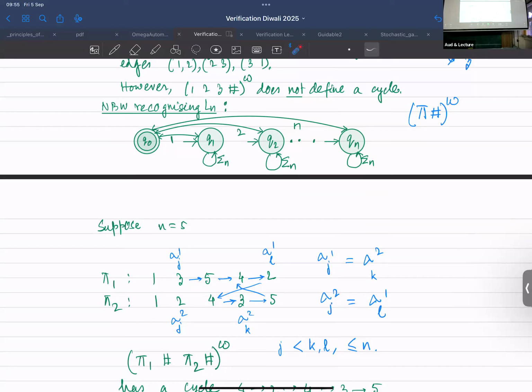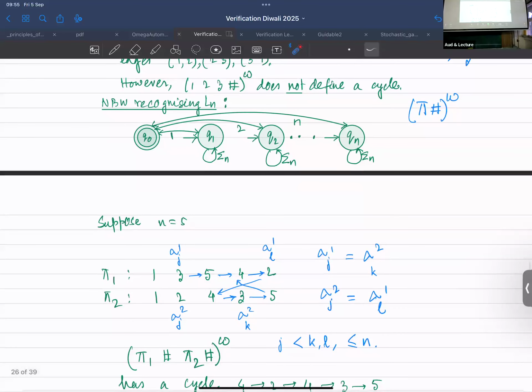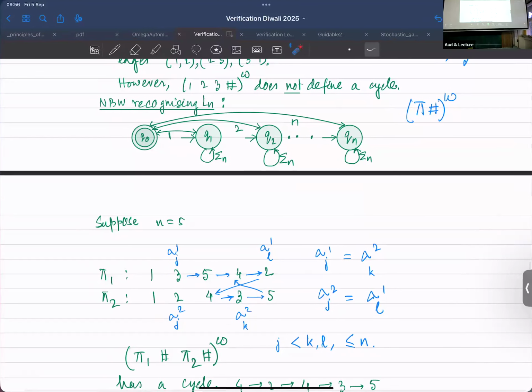Just like we did earlier, we traversed pi 1, and then let's say we are at Q2. At Q2, I'm reading sharp, which is pi 1 sharp. Then there is 1, and I stay at Q2. And then there is 2, so I move back to Q0.